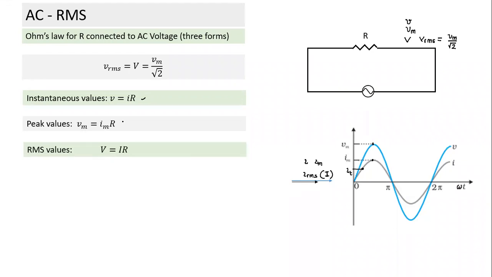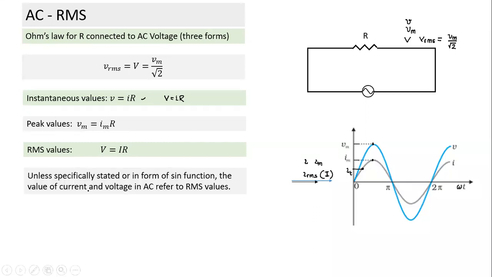So all three forms are valid, but we can't mix them up. We cannot write V is equal to i R with one RMS and the other instantaneous. Either both have to be instantaneous values, both have to be peak values, or both have to be RMS values. The other two come from the first equation itself. So that's a small thing we need to keep in mind.